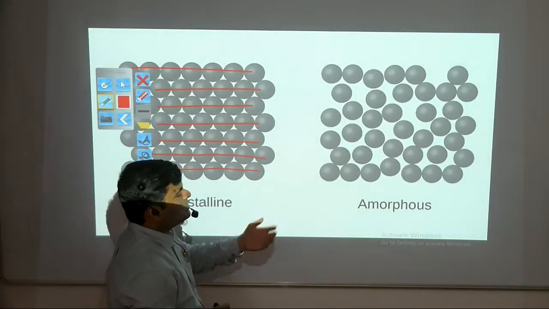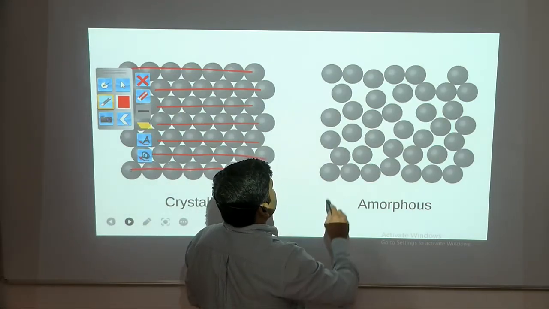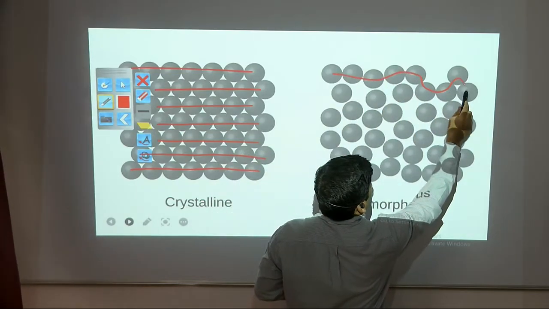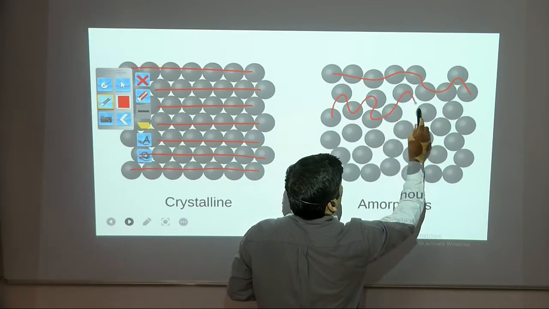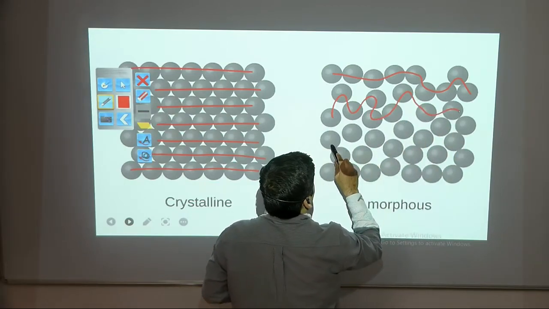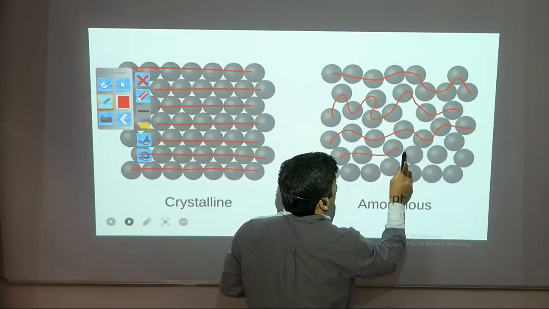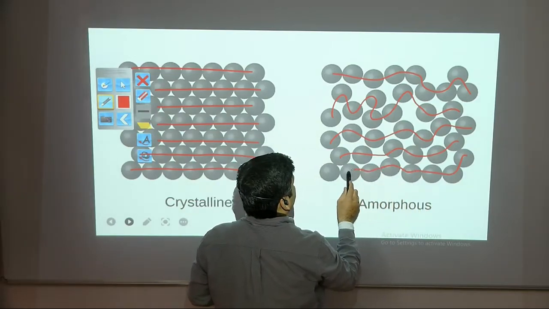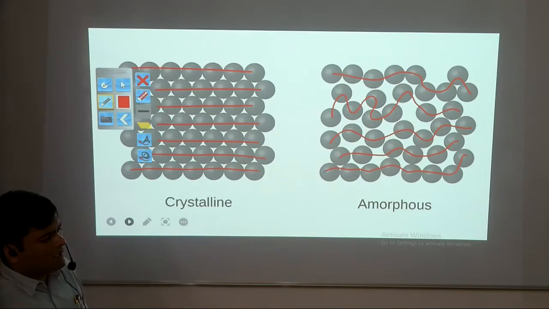When we come to the amorphous state or amorphous solid, there is no regular arrangement of the atoms. They are arranged in an irregular manner. So from this figure we can understand how crystalline and amorphous states are formed in solids.